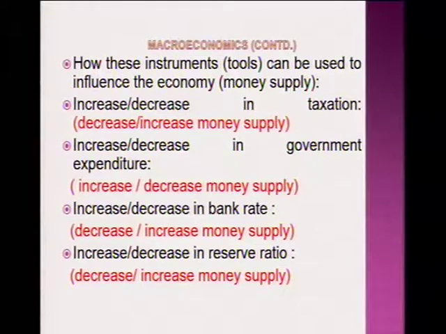The same thing applies to the reserve ratio. If it increases, money supply decreases. If it decreases, it also increases money supply. And this is the government's macroeconomic policy through fiscal and monetary policy. So you need to be able to define what a monetary policy is, what a fiscal policy is, what are the two tools or components of each policy, and how the government can use these tools to influence the economy, basically through money supply.